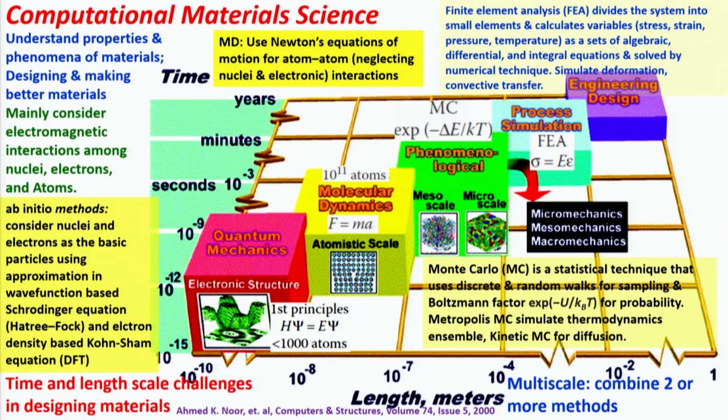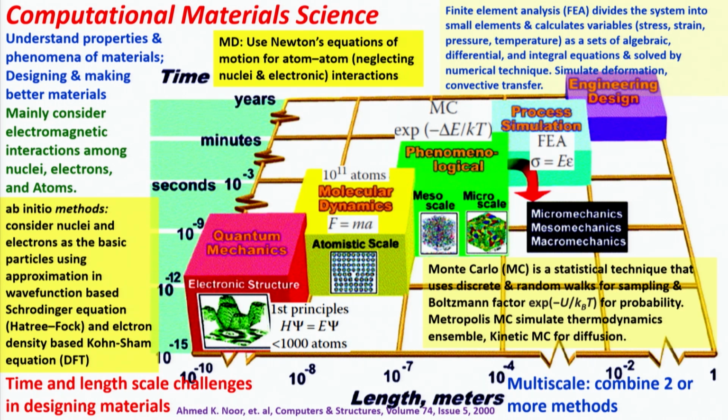And for larger size systems, essentially we need to go for the finite element methods, where we divide the system into small elements and calculate variables like stress, strain, pressure, temperature as a set of algebraic, differential and or integral equations, and solve by numerical methods. In this case, we can simulate deformation behavior, or the convective transfer of heat, mass and momentum. And later on, we can also get the engineering design. So essentially, it gives you the overall range of the scale and also the different methods we can use.